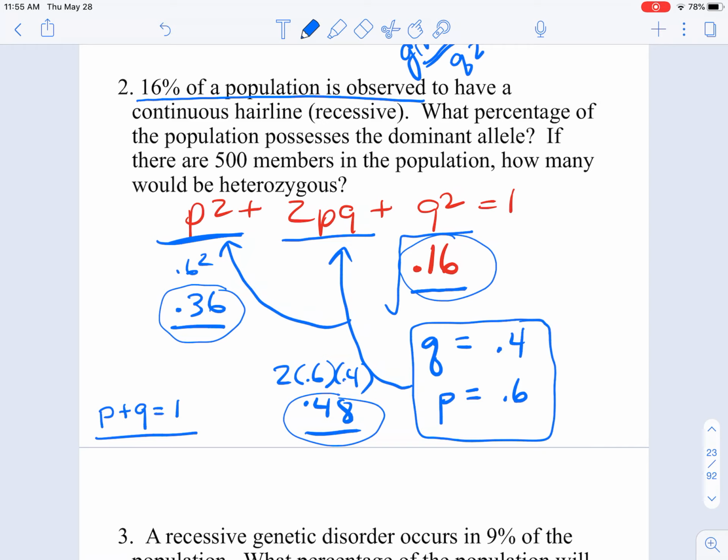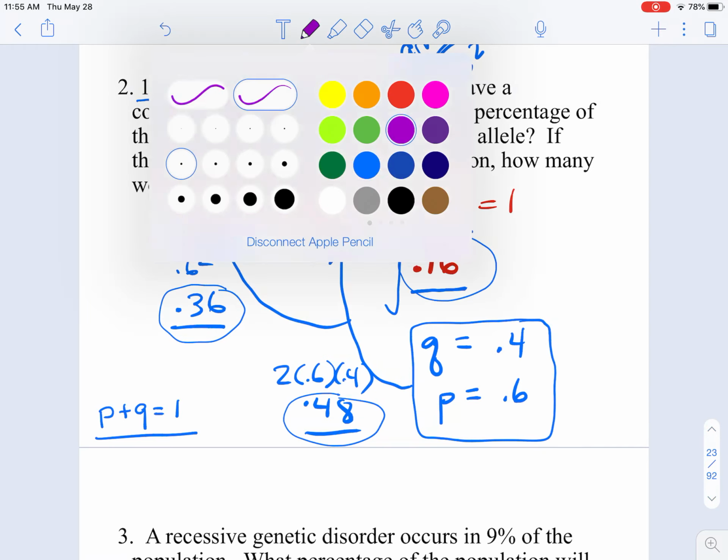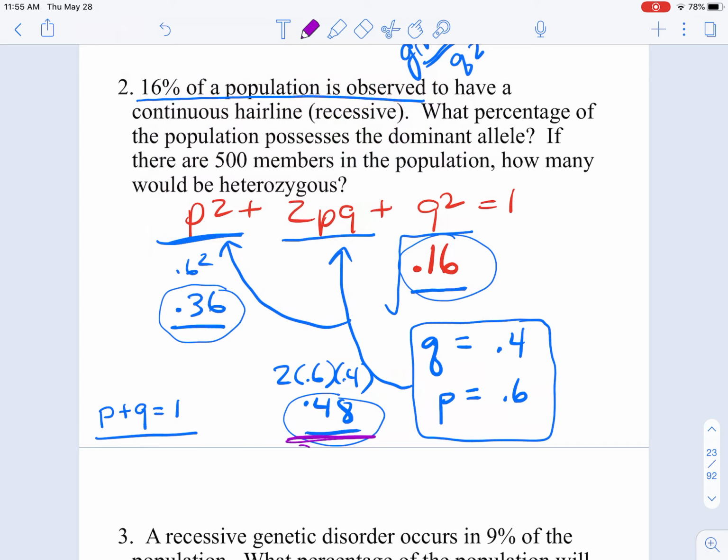There's one more part of the question here. It says, we know we have 500 in this population. How many are heterozygous? And so simply you say, well, I know 48% are heterozygous.